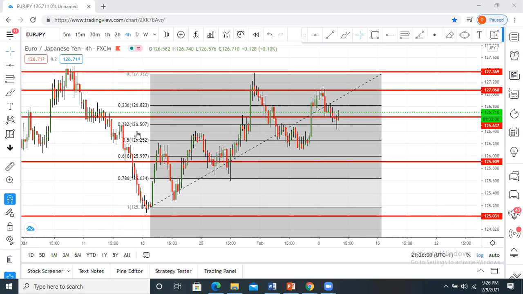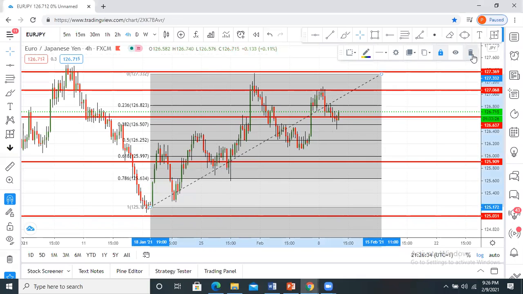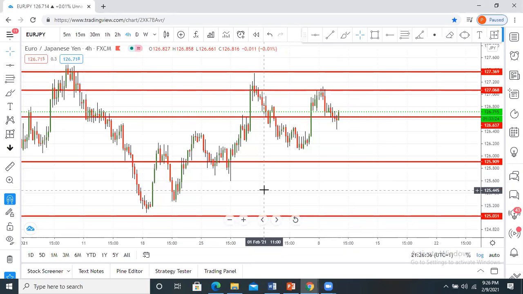Okay, let me remove this Fibonacci tool now. Before, I was talking about how to plug the Fibonacci tool into your trading.